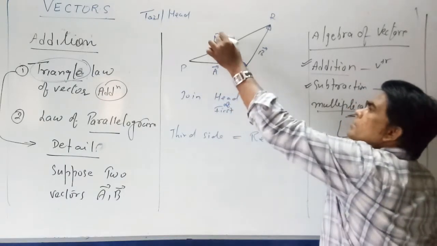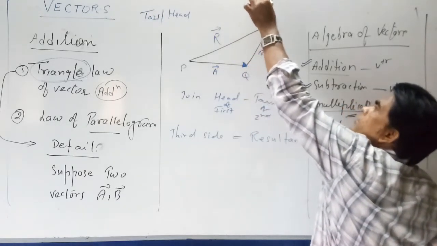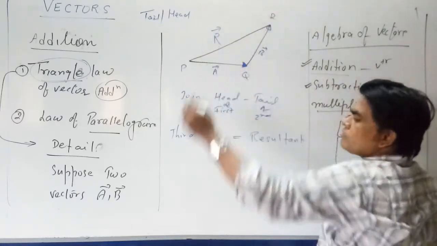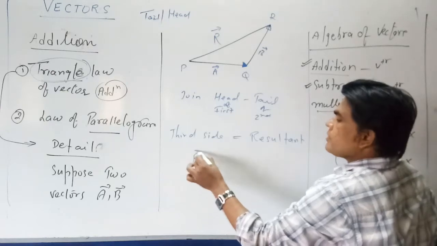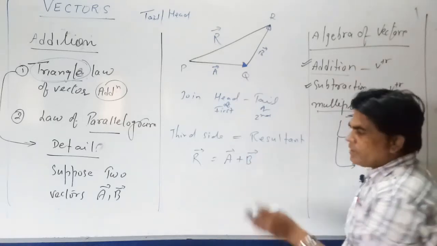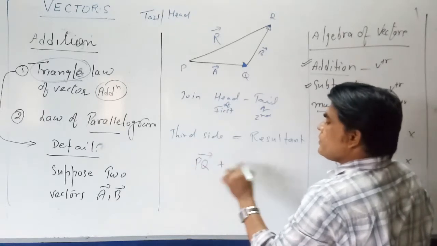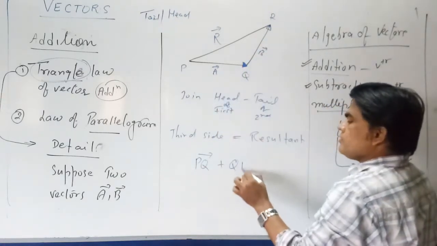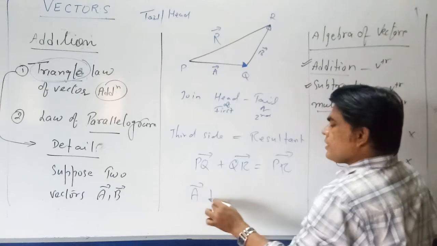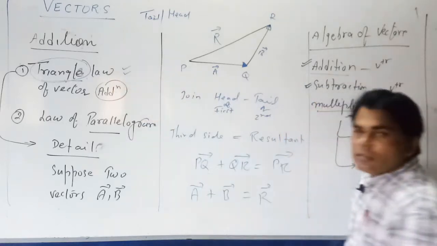A resultant is represented by R, R for resultant. For example, when we write 30 plus 20, what comes? 50. So 50 came, this is 50, then 50 is R. So in this triangle of vector addition we can say R equals A plus B. But it is written like this: PQ side plus QR side equals PR side. Vector A, vector B, vector R. This is your triangle law of vector addition.